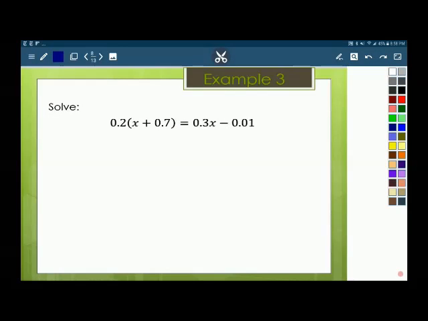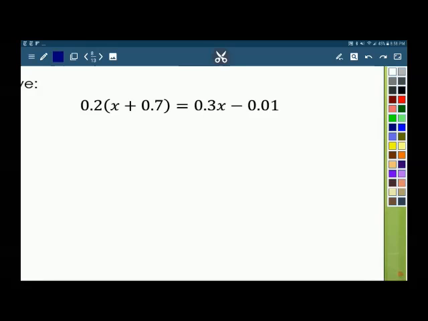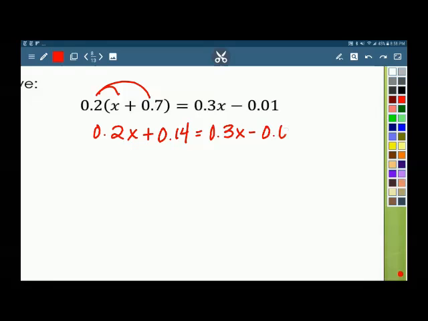Alright, so this example is pretty easy just because I think it's just like our first example, only we're dealing with decimals. And you can really just live in your calculator for this if you're unsure of how the decimals are multiplying together. So it really is just the same skill. I'm going to get rid of the parentheses by using the distributive property. So 0.2x plus, and then you could just type 0.2 times 0.7 in your calculator. See what it gives you. It should give you 0.14, and then equals 0.3x minus 0.01.